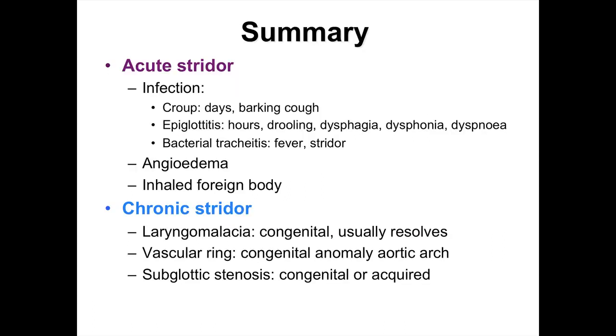In summary, acute stridor is caused by infection, which may be croup, epiglottitis, or bacterial tracheitis. It can be caused by angioedema or an inhaled foreign body. Chronic stridor can be caused by laryngomalacia, a vascular ring, or subglottic stenosis.